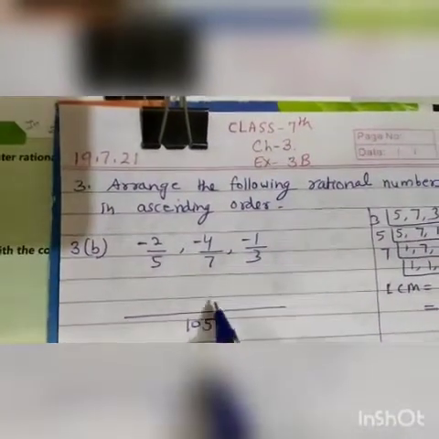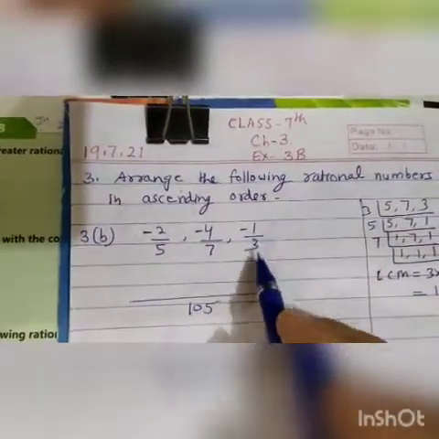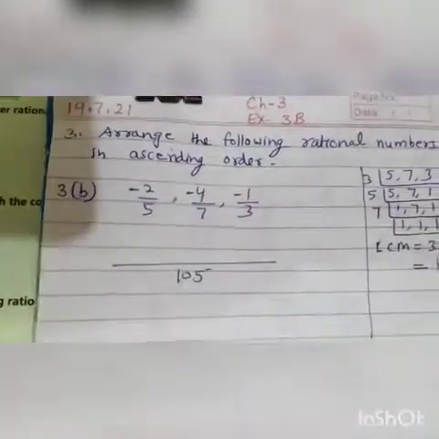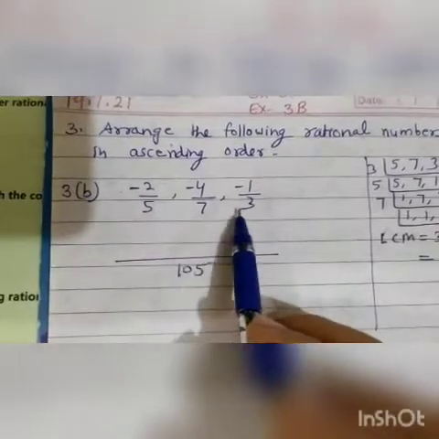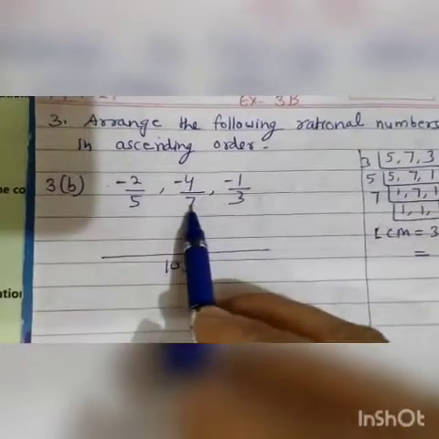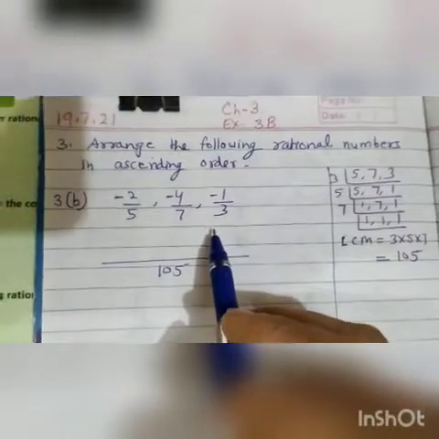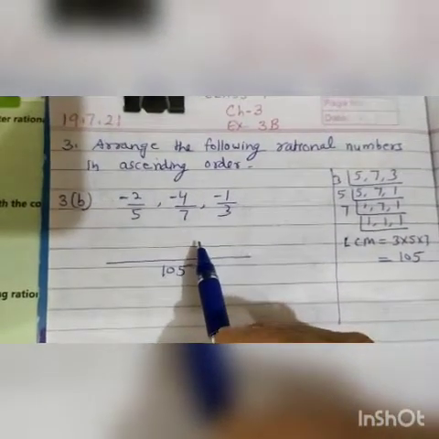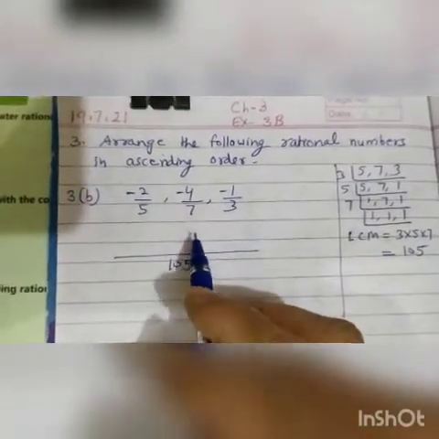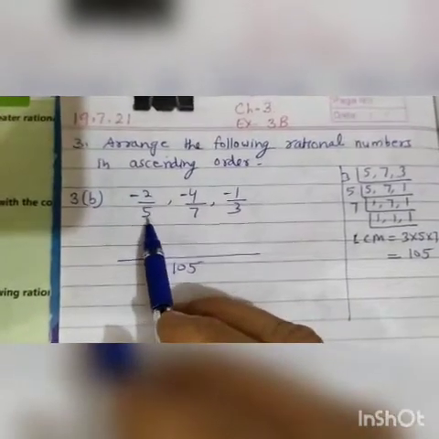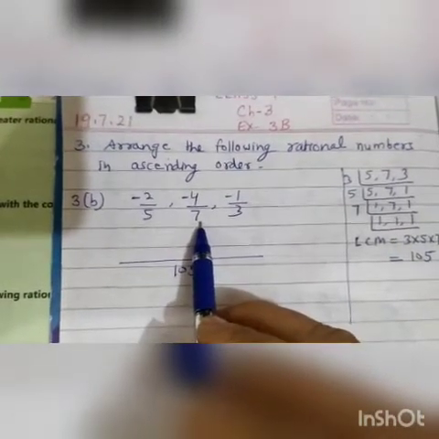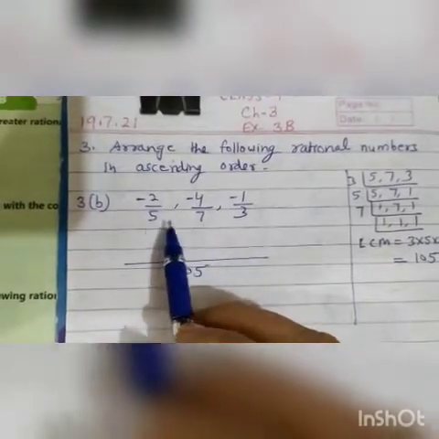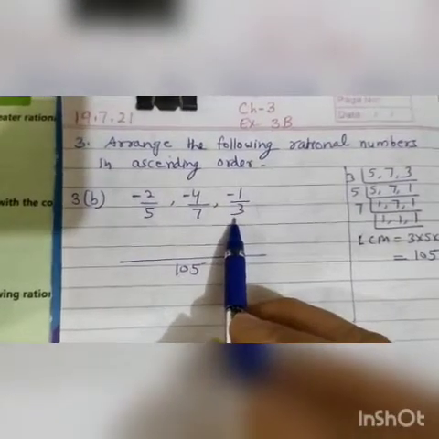It is minus 2 upon 5, minus 4 upon 7, minus 1 upon 3. So to arrange the given rational numbers in ascending order, first we will find the LCM of the denominators, that is 5, 7 and 3. Students, in the previous class also I told you that if we have to find the LCM of prime numbers, here all these three numbers are prime numbers, 3, 5 and 7, then we can get the LCM by multiplying the prime numbers.